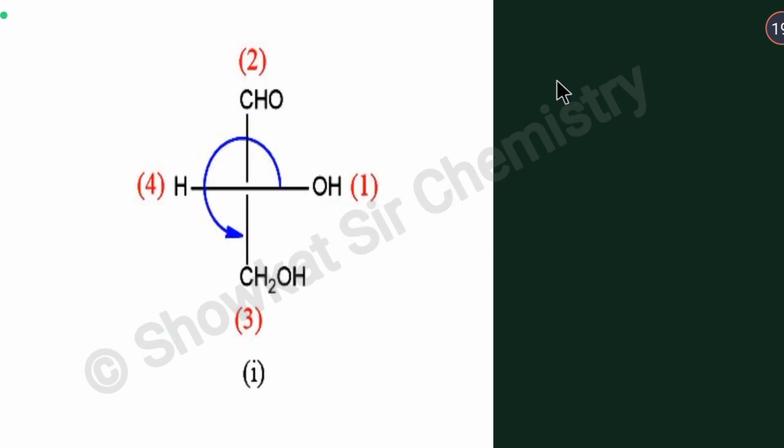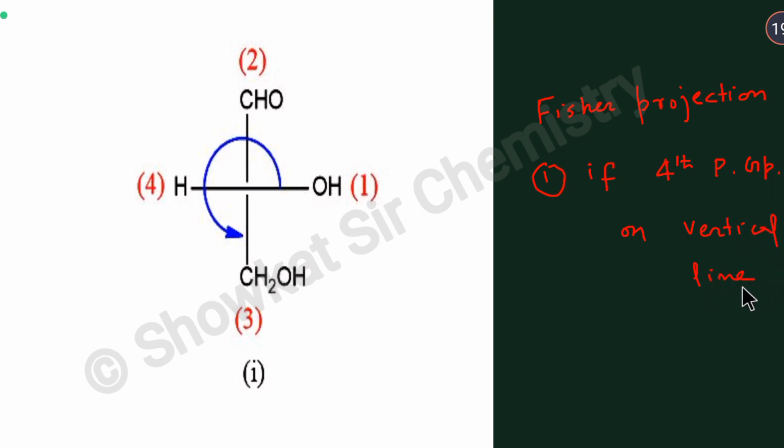For example, now this is very important because this is the Fischer projection. Now in case of Fischer projection, there is one important rule which you have to remember. You can note this down: if the fourth priority group is on the vertical line, then there is no change. That means if I rotate in the clockwise direction, then it's R. If I rotate in the anti-clockwise direction, then it's your S.